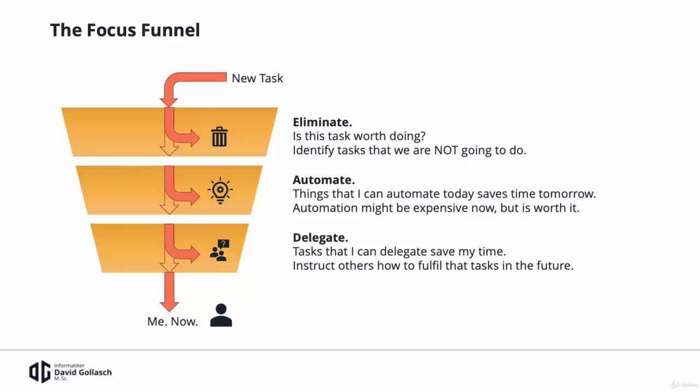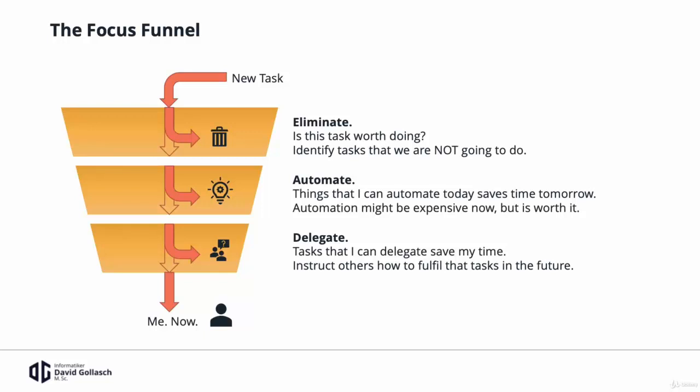Probably there are tasks that we do not want to automate for a certain reason, or that are very difficult to automate. Then those tasks enter the third phase, where we think about whether we are the right person to do this task, or if there is somebody else that should do this for now and in the future. So we try to delegate a task to someone else to save time. And our task would then be to instruct others to fulfill the task.